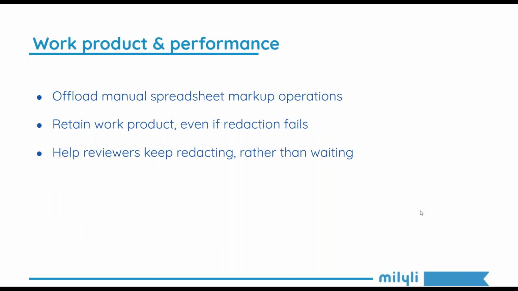Like I was mentioning, from the work product performance standpoint, we've offloaded manual spreadsheet markup operations off to the agent servers. We're going to use your existing agent server to do this. The spreadsheet redaction action from a task perspective is incredibly quick. We're talking milliseconds. So in the event that a lot of these are stacking up, they get processed pretty quickly, and we'll show you what that looks like.